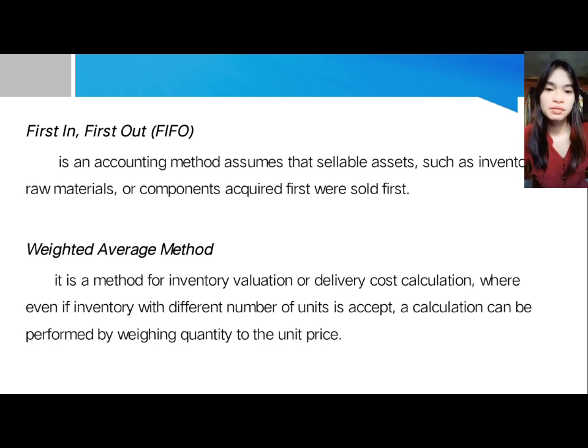We also have the weighted average method. It is a method for inventory valuation or delivery cost calculation, where even if inventory with different numbers of units is accepted, a calculation can be performed by weighing quantity by the unit price. So it is sometimes more accurate than a simple average. The primary benefit of the weighted average cost method is that it levels out the price fluctuations.